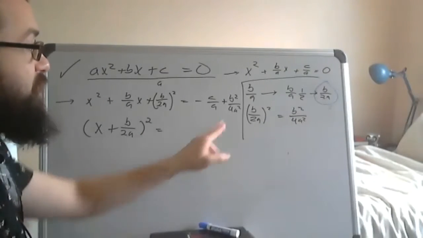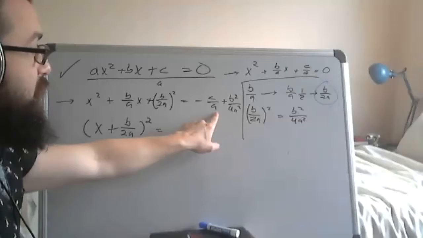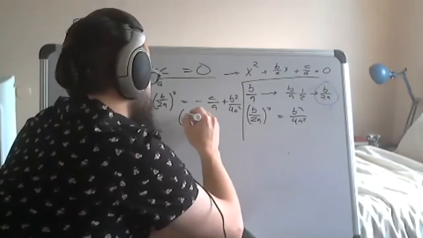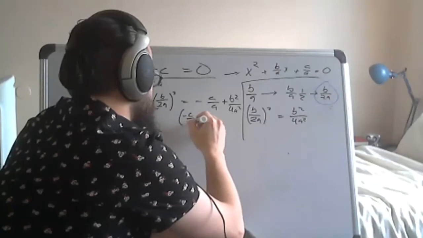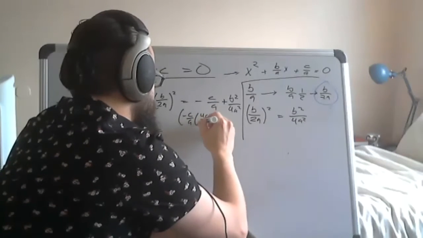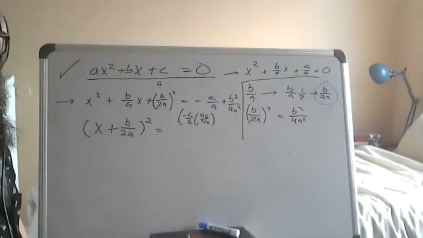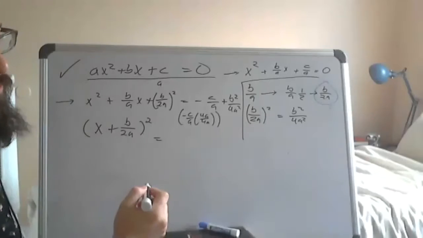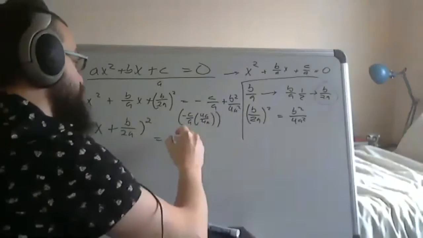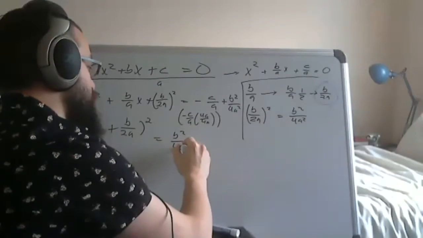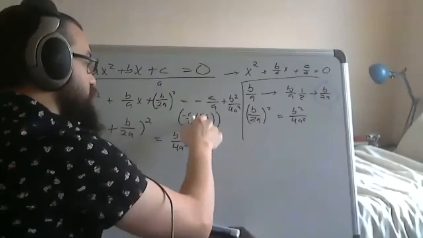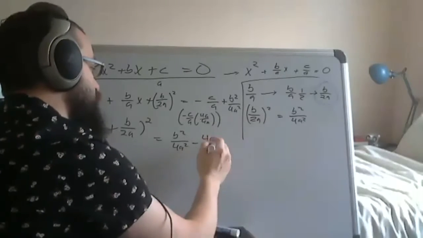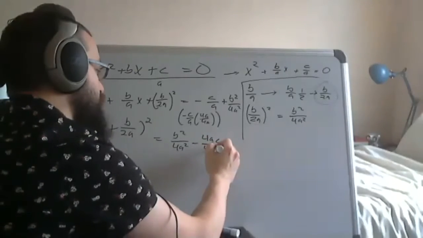Now, I'm going to grab some like terms right here. This already has an A squared, so I need to multiply, little scratch work, I need to multiply negative C over A by 4A over 4A. Giving me, so we have a positive B squared over 4A squared minus C times 4A, so 4AC also over 4A squared.